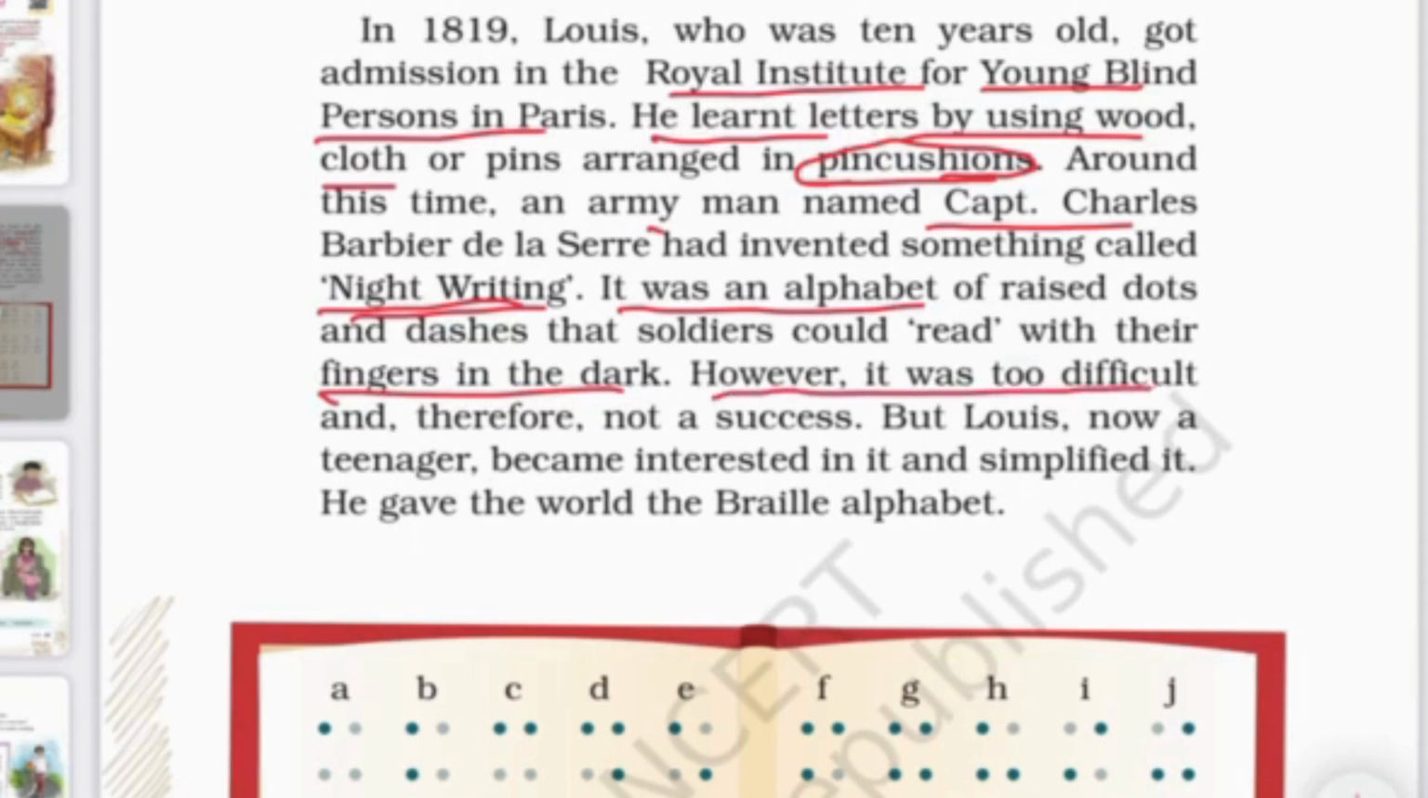This night writing was too difficult for them, so it was not a success. But Louis, now a teenager, became interested in it and simplified it. He wanted to invent something for blind people. He gave the world the Braille alphabet, which we follow today.